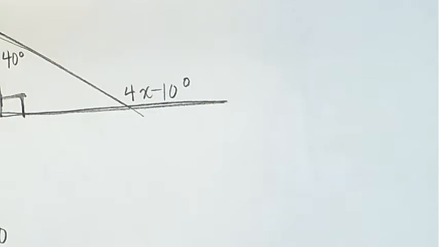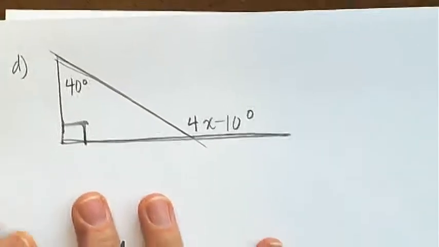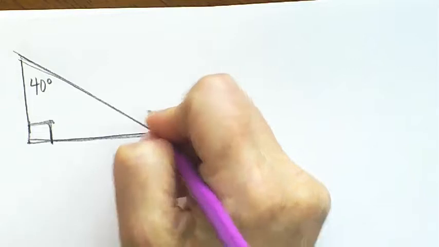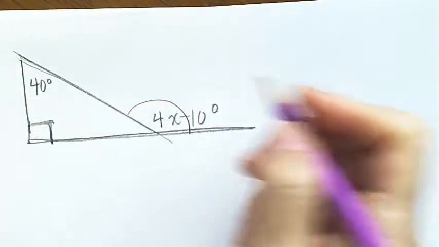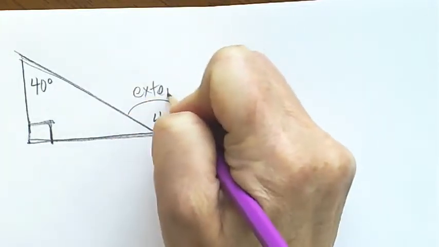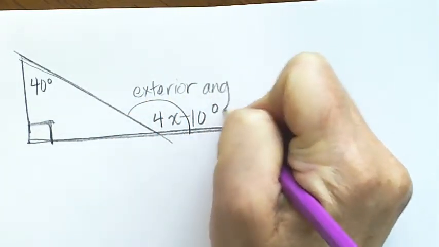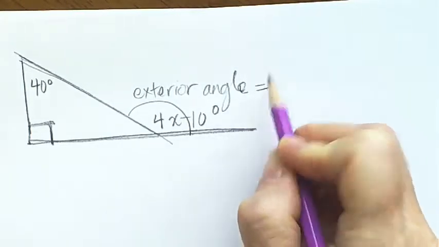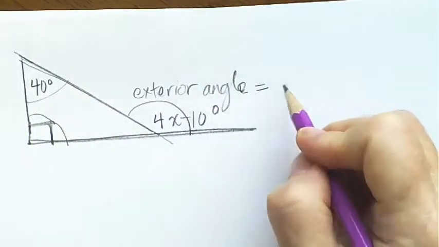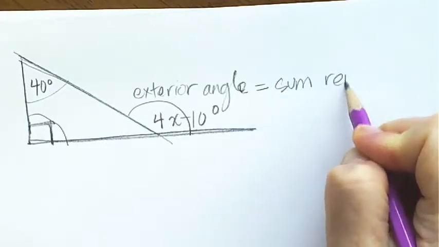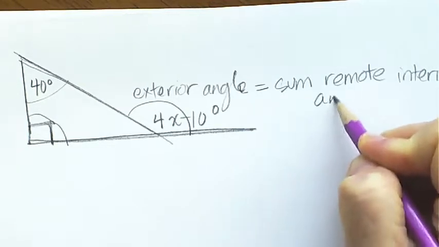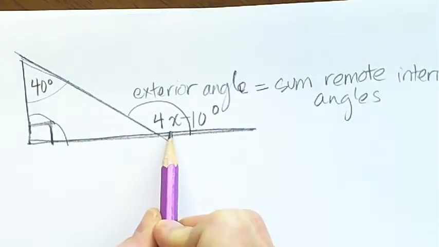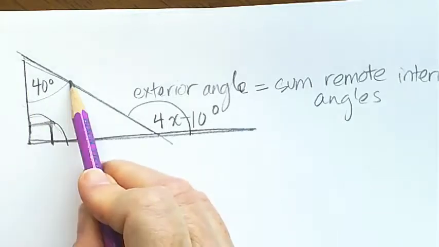All right, last one is something we haven't used a whole lot. You don't have to use this relationship. You can do it the long way, but we saw this in a homework from chapter 1, I think. This is called an exterior angle, and it was also in the checkpoint for checkpoint 3. And the exterior angle equals the sum of the remote interior angles. This angle on the outside is equal to these two angles right here.